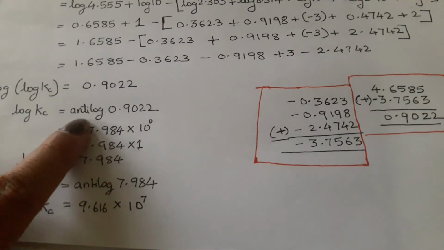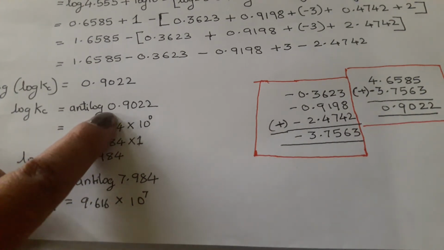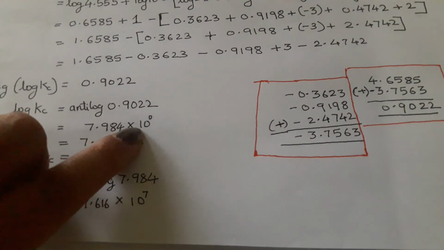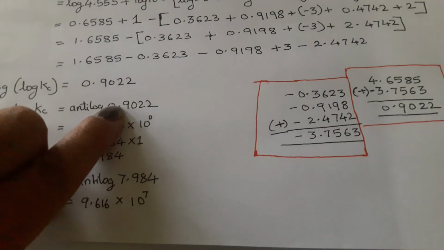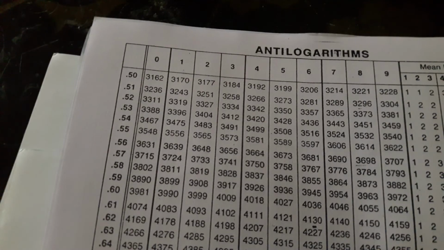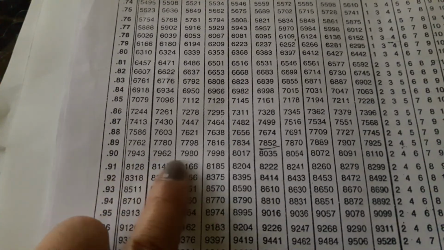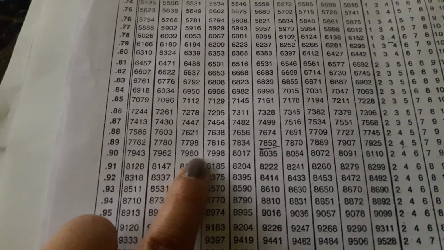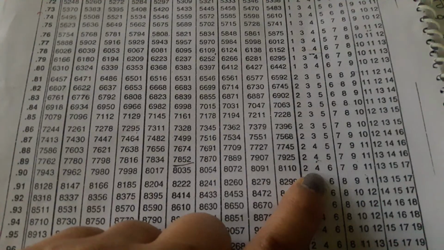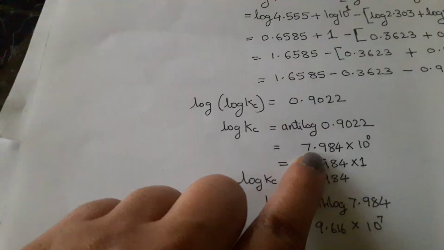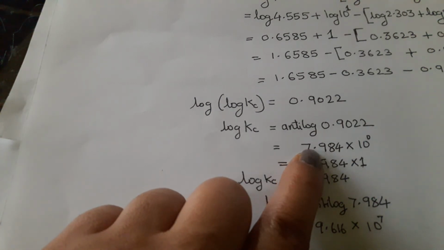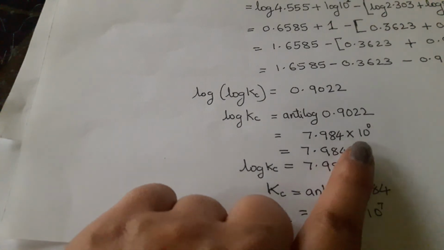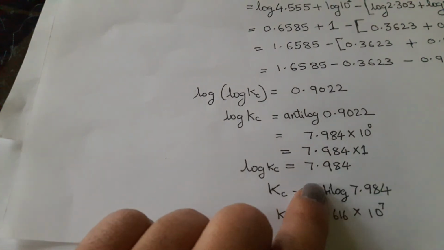Now we need to find the antilog of this number. While finding antilog, we know that we have to write the characteristic in the answer as into 10 raised to whatever the characteristic is, and then find the antilog for the numbers which are there in the mantissa, that is 0.9022. In the antilog table, we see 0.90 under 2, which is 7980. The mean difference under 2 is 4. We add the 2, we get the number as 7984, and then we put one decimal after the first number. 10 raised to 0, the value is 1, as we all know.